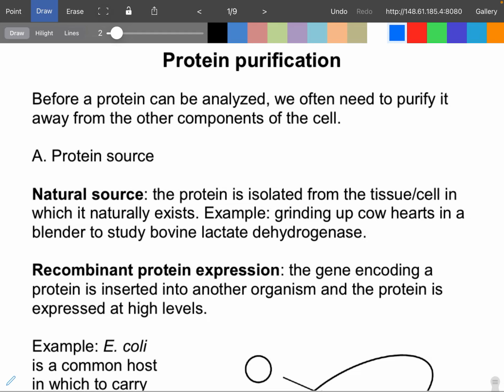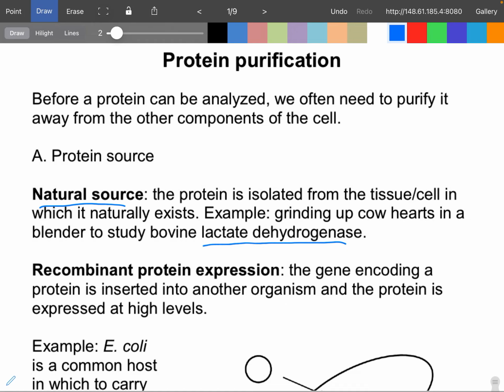Well, it could be from a natural source, and that's, say, the protein's isolated from the tissue that it naturally occurs in at the natural levels that it occurs in those tissues. And so an example might be if we wanted to study the enzyme lactate dehydrogenase from cows, we could grind up their heart in a blender and extract the protein that way. We could also maybe grow up yeast or bacteria and go after the proteins that they're growing.